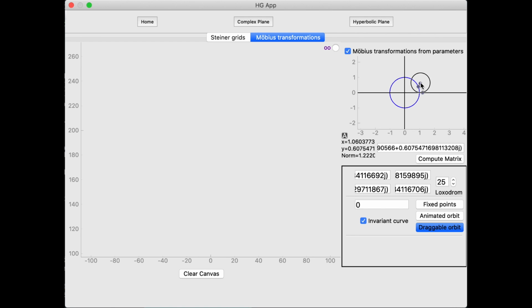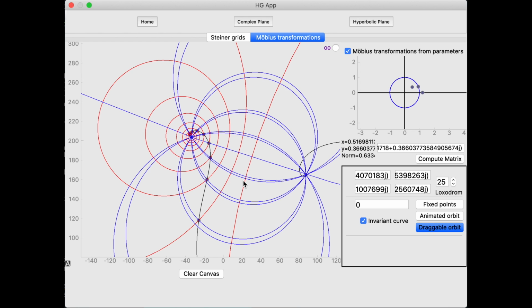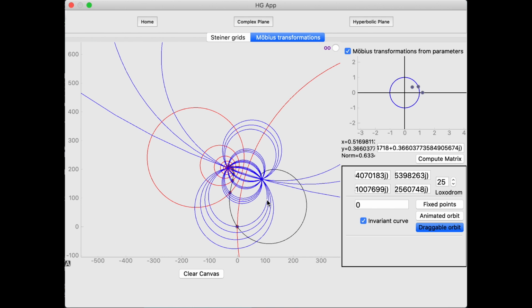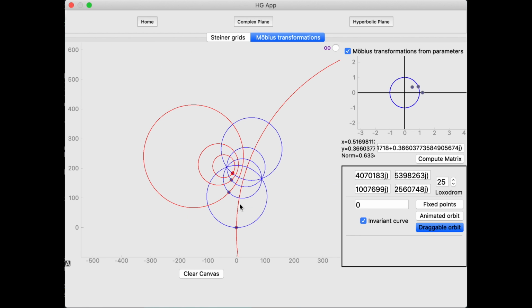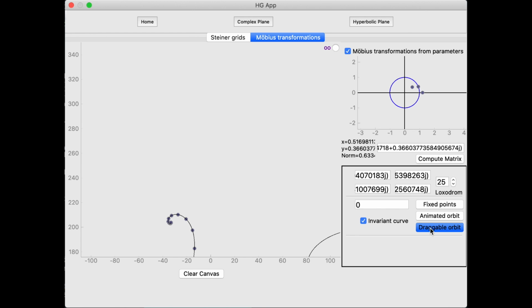So let's say here, and by putting it to be with norm less than 1, what is going to happen is that the first fixed point I choose is going to be the attractor, and the second one is going to be the repulsor. So attractor and repulsor. Okay, and then compute. And then again, let's take the same point 0 and then the animated orbit. Right, so you see here. Okay, so let me draw the draggable orbit.